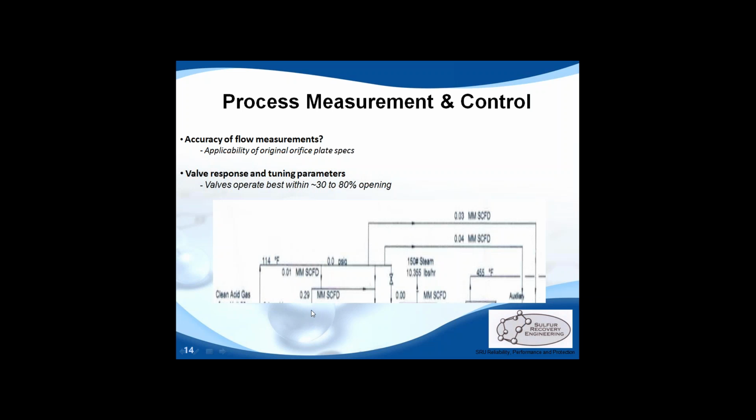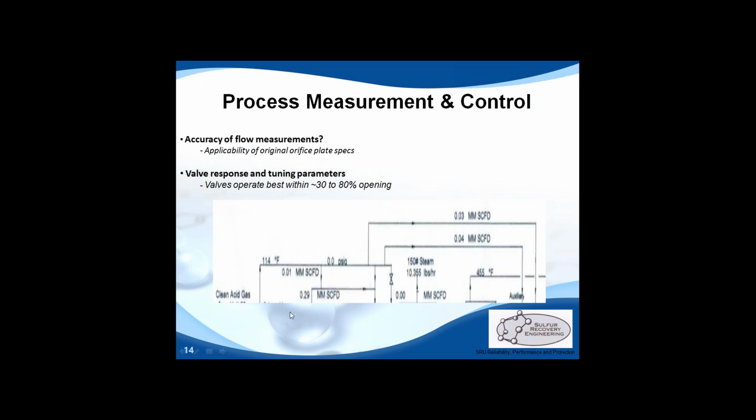I had to cut this off. The operator didn't want anything on here that could show exactly where the facility is at. But anyway, the 0.29 is a refinery sour water acid gas flow. So heading from our amine unit, we have 0.01 mm SCF per day.